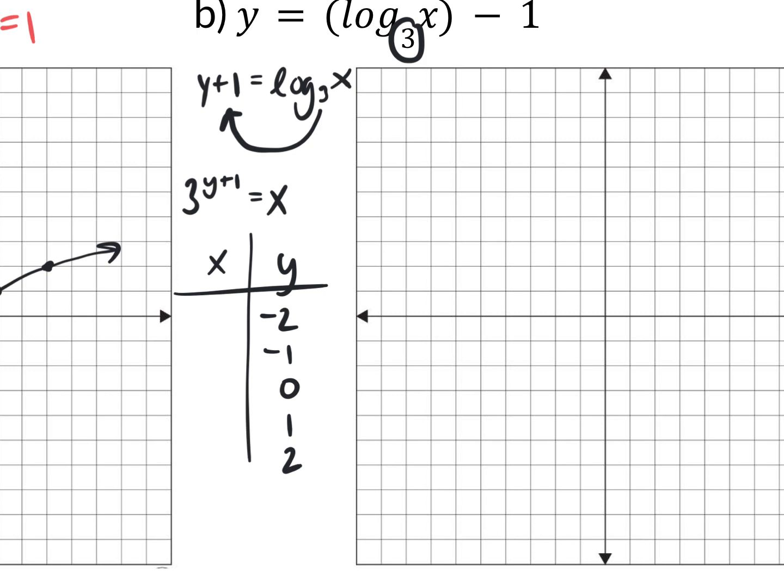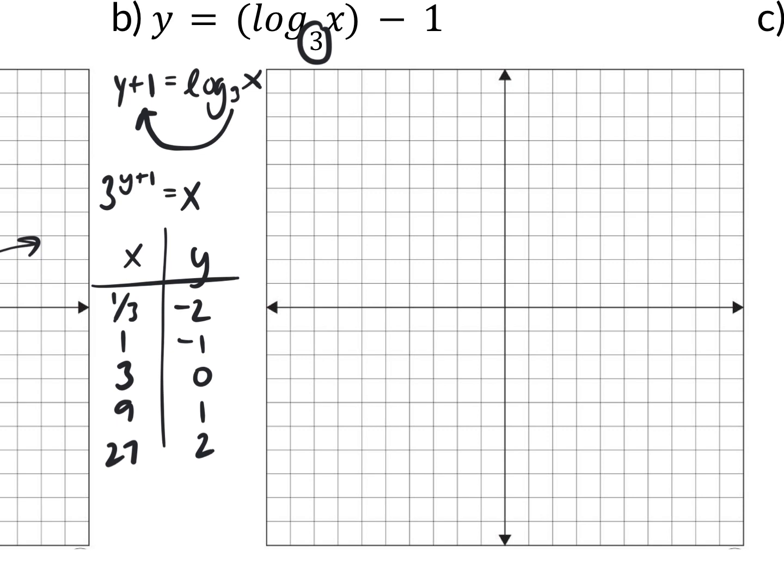If we start with 0, those are easier. So 0 plus 1, that's 1, so 3 to the 1 gives me 3. If I plug in 1, 1 plus 1 is 2, so I get 9. And if I plug in 2, what do I get? 27. So that's actually not going to be on our graph, but that's okay. We've got a few other points that are. If I plug in -1, -1 plus 1 gives me 0, which is 3 to the 0 power, which is 1. And if I plug in -2, I get 3 to the -1, which is just 1/3.